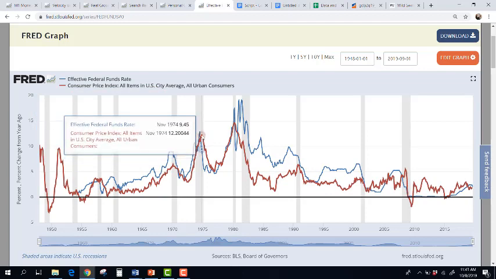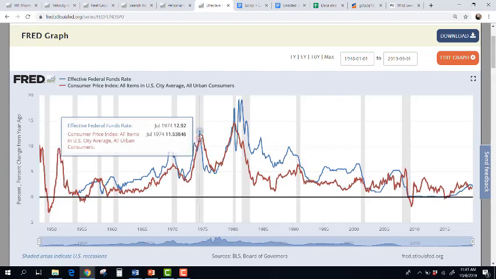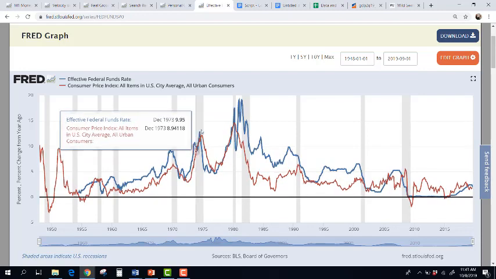So for example, here in '74, inflation is peaking at an annual rate of 12%, and the Fed funds rate only gets to 8.5%. So there you have actually negative real interest rates because inflation's higher than your nominal rate. And that, of course, is associated with a recession. You see we're on a gray recession bar right there.